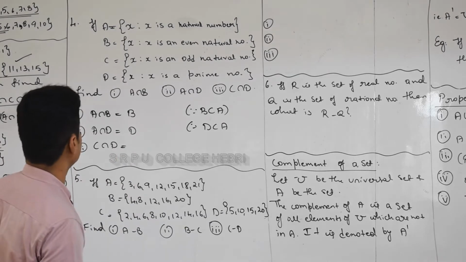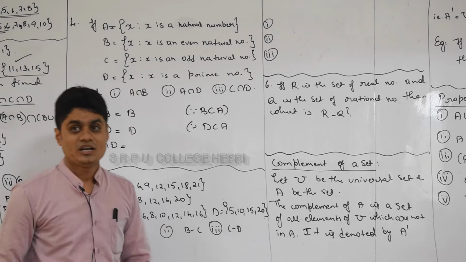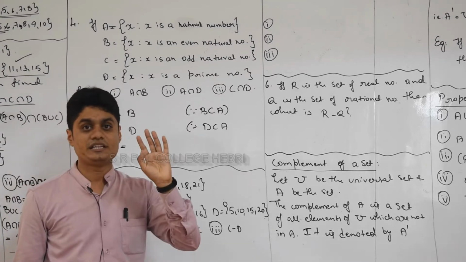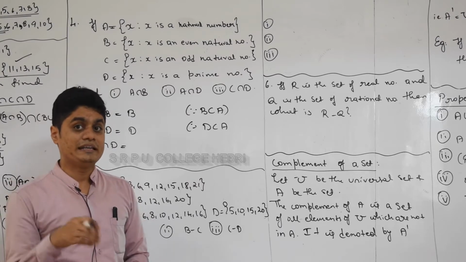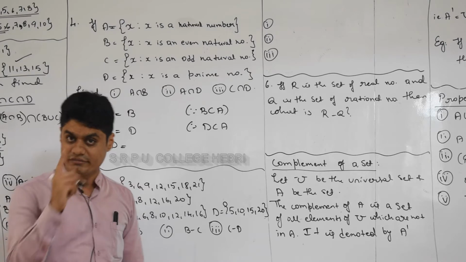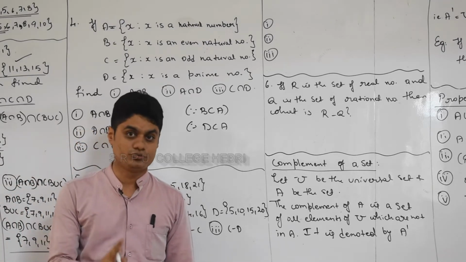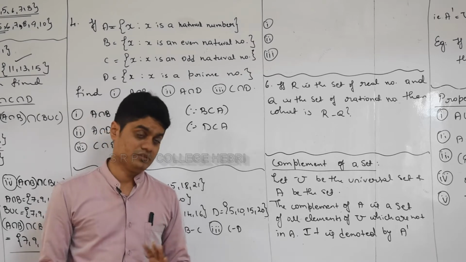Third one, C intersection D. C is x is an odd natural number, and D is x is a prime number. Odd natural numbers means 1, 3, 5, 7 and so on. Correct? Now in prime numbers, except 2, the remaining all are odd only. Only one prime number is an even prime number, that is 2, and except that, all the remaining prime numbers are odd prime numbers. So how does it come?